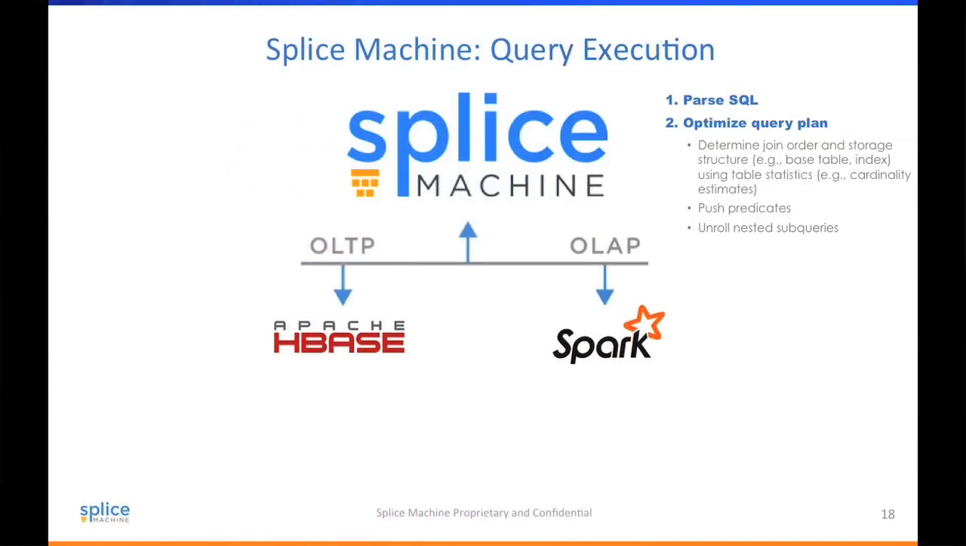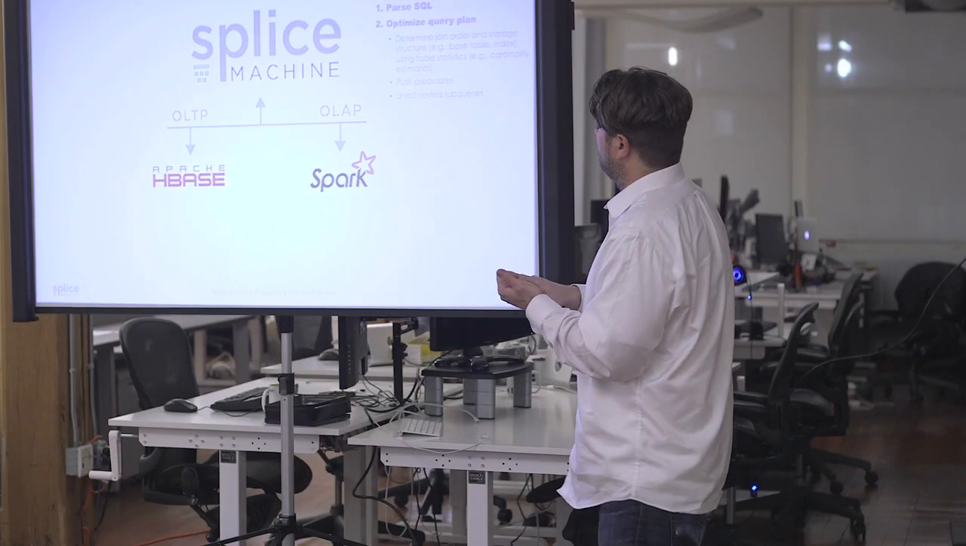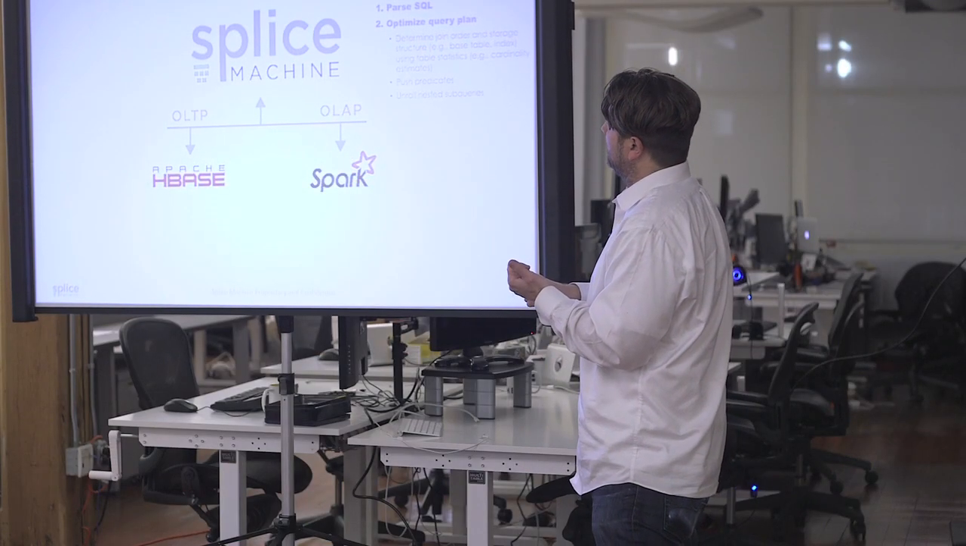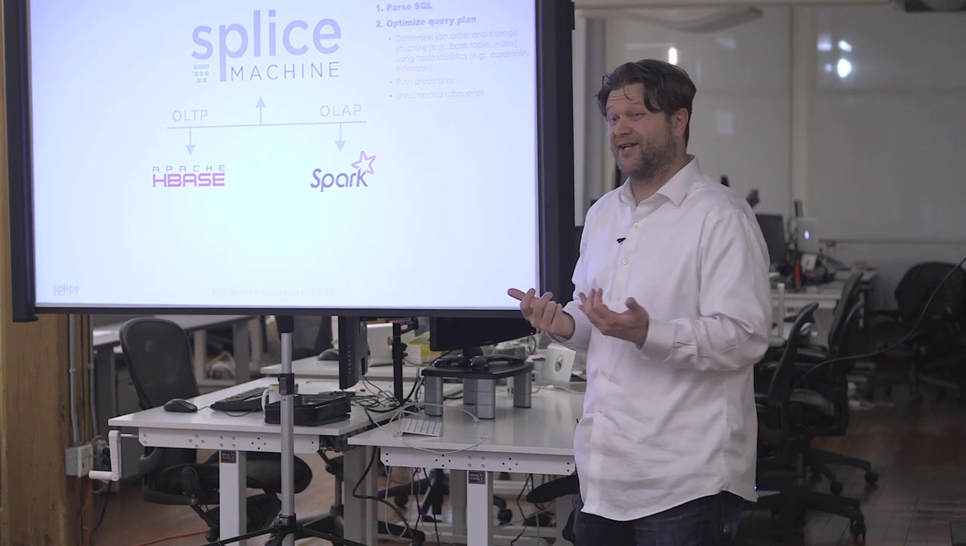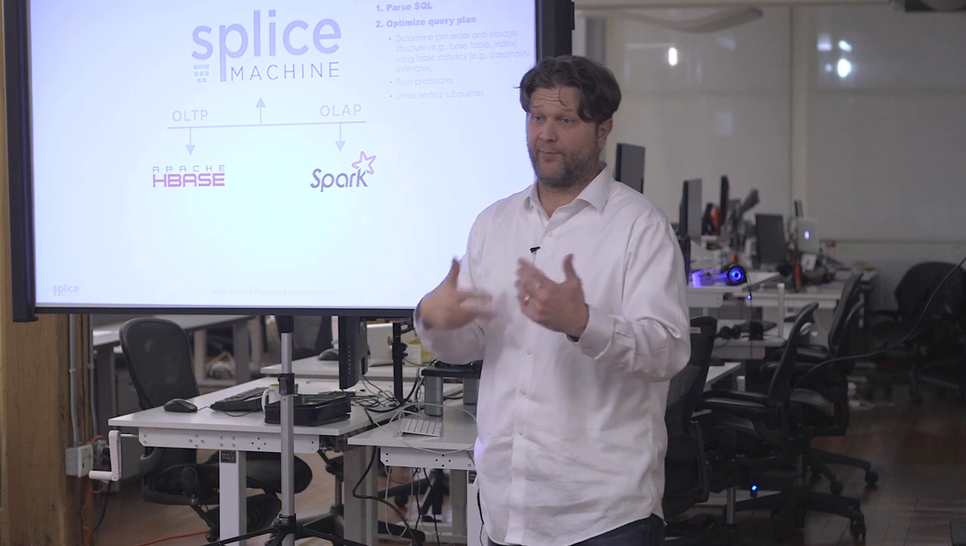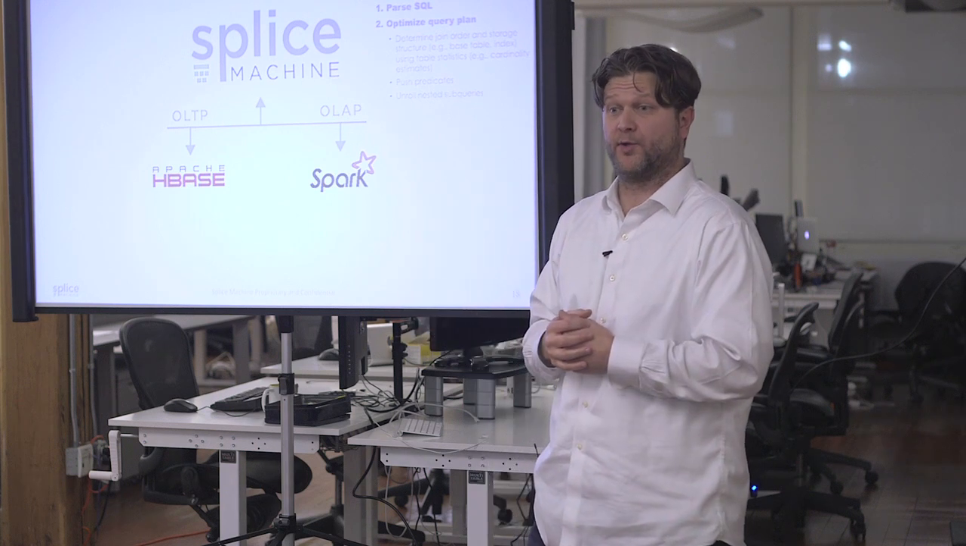Okay, so how does this thing work? SQL comes over the wire, usually ODBC, JDBC. You optimize the query, so it's using statistics and statistic caches. So it's going to figure out, well, what is the cardinality of the data? What are those estimates? It's going to push predicates. It's going to unroll nested subqueries. So if you're like a marketing app with a lot of nested subqueries, it's going to unroll those, make them joins.